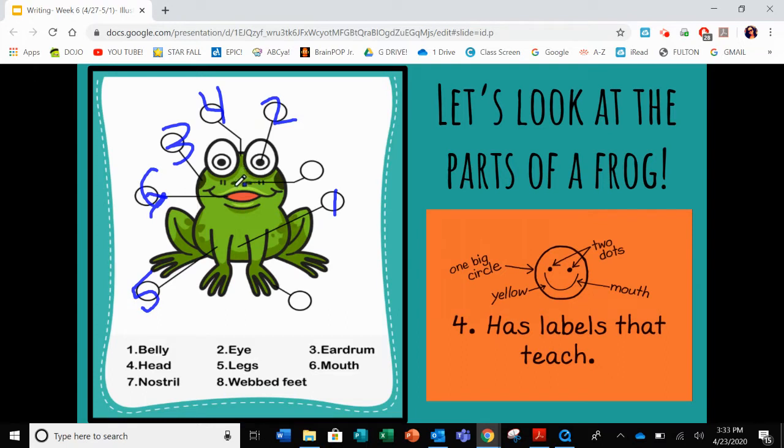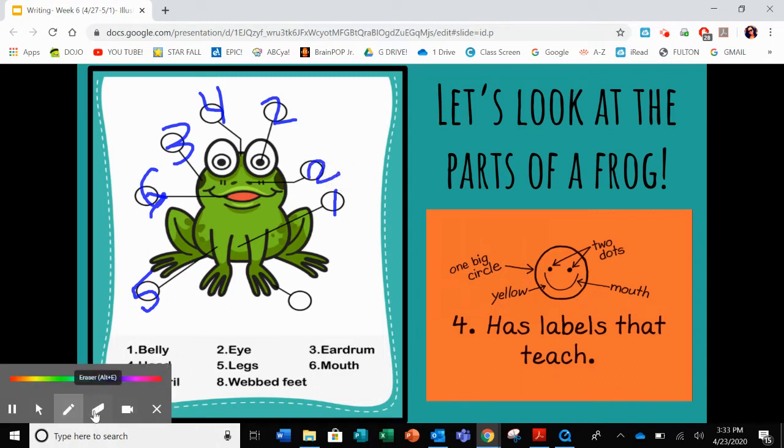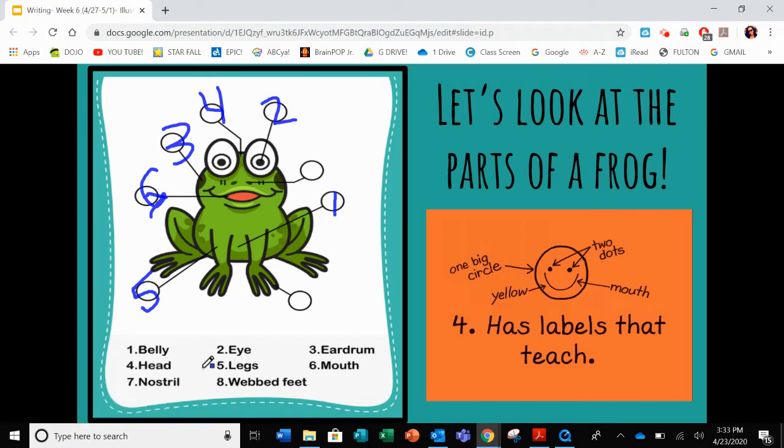Their nostrils are right here. It's kind of like their nose. They don't have a nose. They just have, oopsies. Let's erase that. I did that one wrong. Sorry, guys. Erase. There we go. Let's try that again. Number 7. And number 8 says webbed feet. And that's the very last one. Good job. So the webbed feet help them be able to swim through the water better, right?